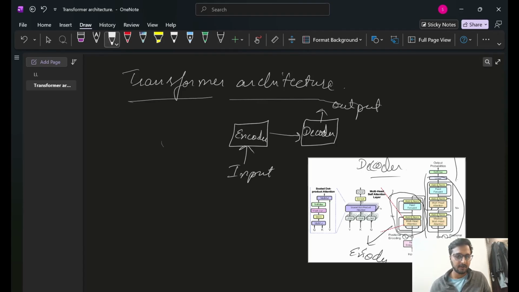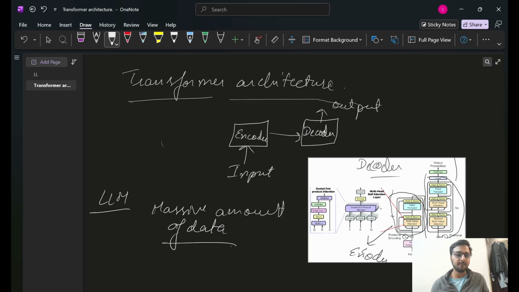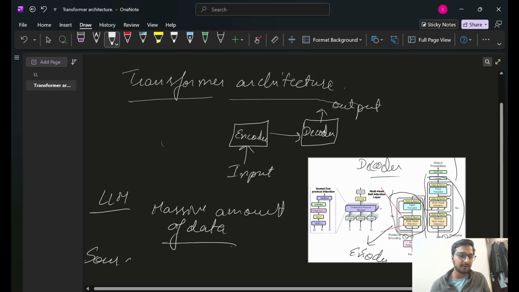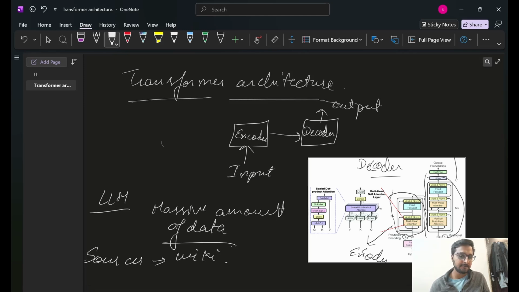LLM characteristics: a massive amount of data. First thing, sources. What are the sources of the text data? Wikipedia, books, articles, public conversations, and social media.